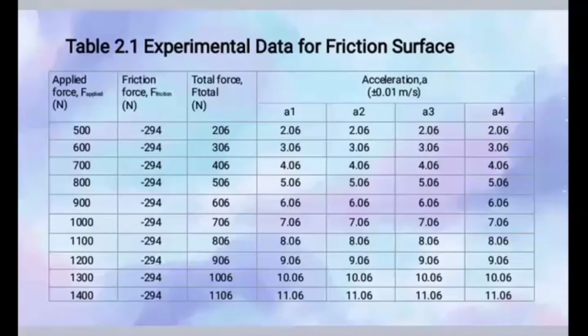And for the results in this experiment, we use the same applied force as the non-friction surface. We use 500, 600, 700, 800 and above.